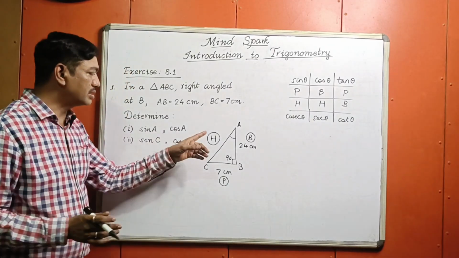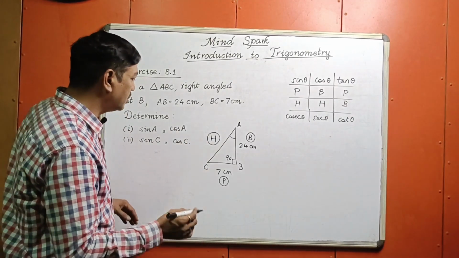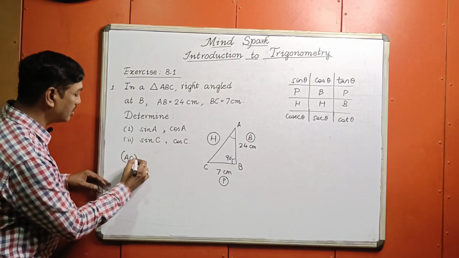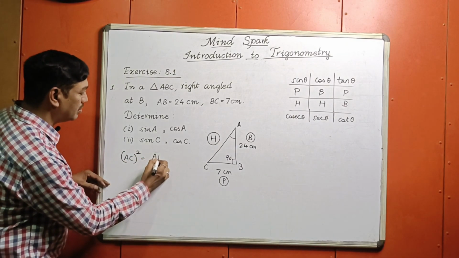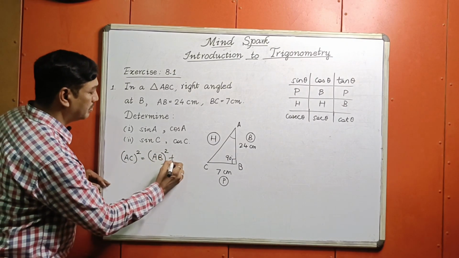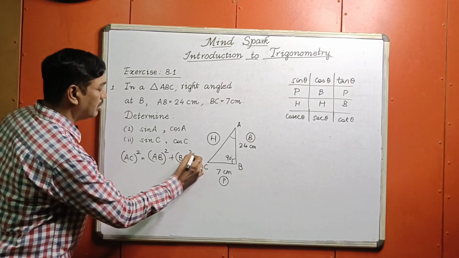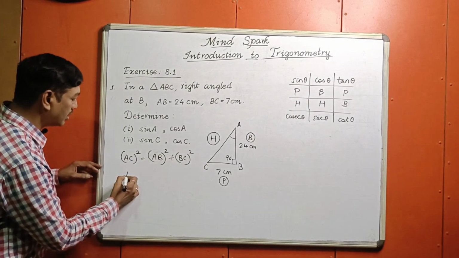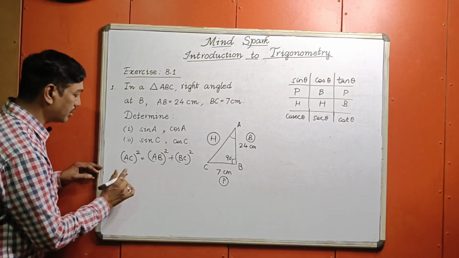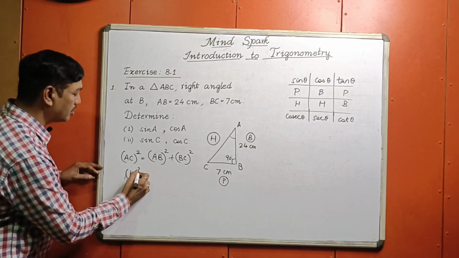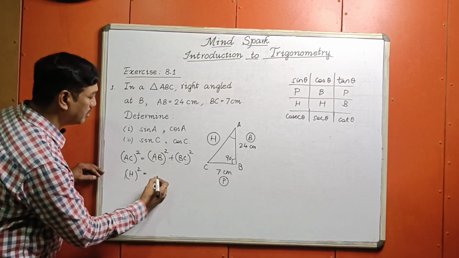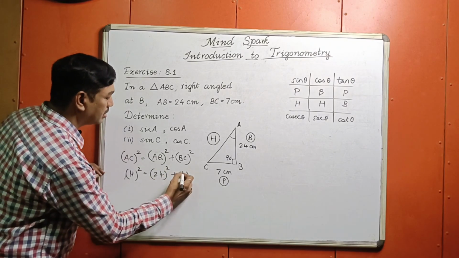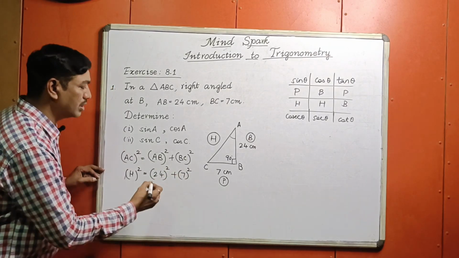Okay, you can see here hypotenuse. Now what is AC? AC square is equal to AB square plus BC square. This is your Pythagoras theorem. You are applying Pythagoras theorem. So AC square is nothing but your hypotenuse square, which is equal to AB, how much? 24 square. BC is how much? 7 square. What is 24 square?